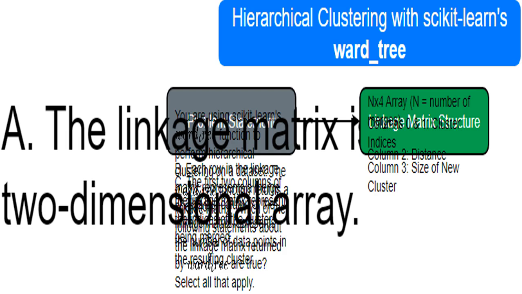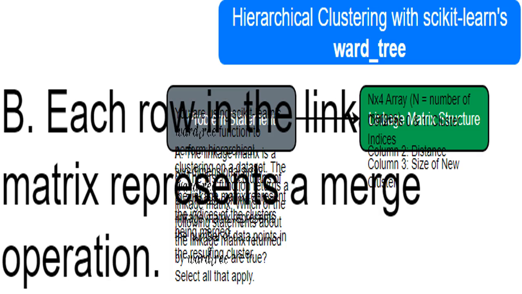Yep, that's true. Each row describes a single merging event during the clustering. Absolutely. These columns point to the cluster numbers joined in that particular step. That's partially true, but needs clarification. The last column shows the size of the newly formed cluster, not the total number of points in the whole clustering. It's the combined size of the 2 clusters that just merged.